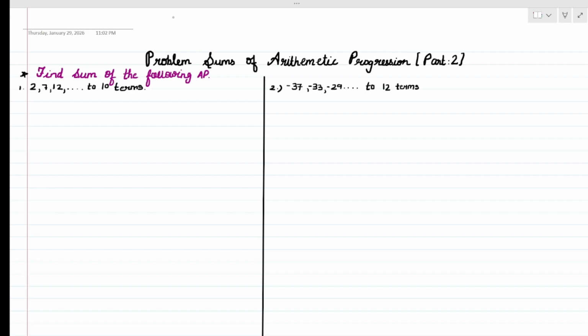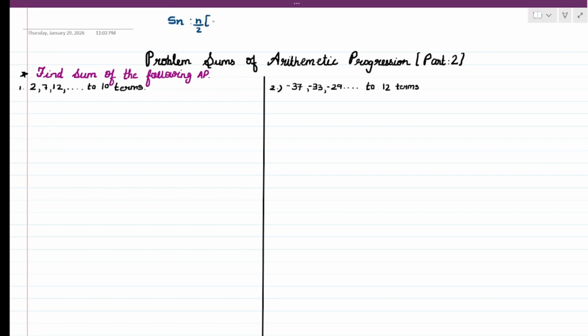In this video we are going to learn about the formula of summation, that means Sn, which says Sn is equal to n upon 2 times (2a plus (n minus 1)d). Can you see the difference? The formula for an was an is equal to a plus (n minus 1)d. And the formula for Sn, that means the summation, is n upon 2 times (2a plus (n minus 1)d).